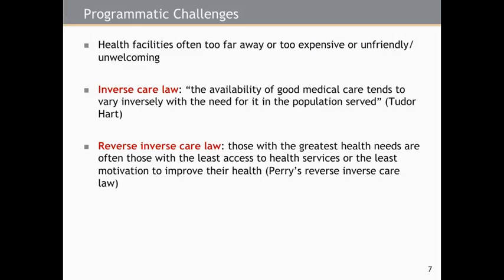I have taken this idea and modified it into something which is similar but slightly different, which I call the reverse inverse care law. And that is, those with the greatest health needs are often those with the least access to health services, and often they're the portion of the population with the least motivation to improve their health. And so this provides a particular challenge for health programs to reach those in the greatest need with services that they are willing and interested in making use of.